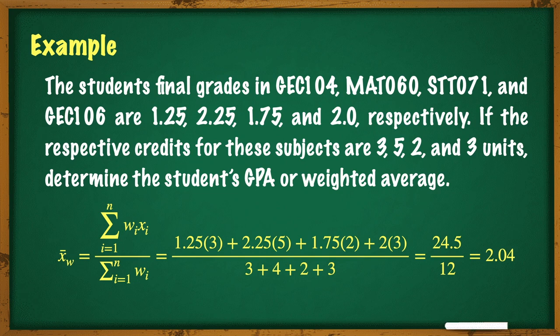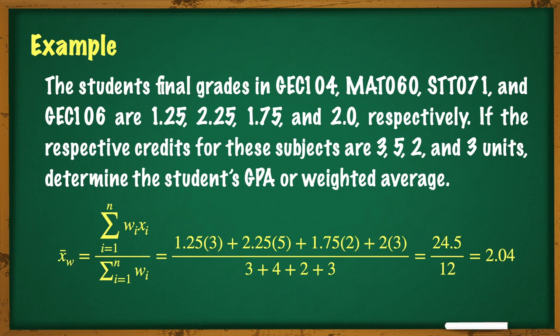An example where we can use the weighted mean is when we compute the grade point average, or the GPA, which is basically the summary of the academic performance of a student for a particular semester. For example, the student's final grades in JEC 104, Math 060, CT 071, and JEC 106 are 1.25, 2.25, 1.75, and 2.0 respectively. If the respective credits for these subjects are 3, 5, 2, and 3 units, determine the student's GPA or the weighted average.